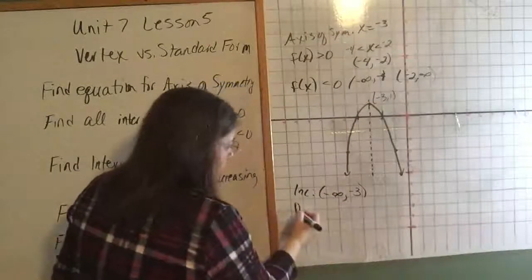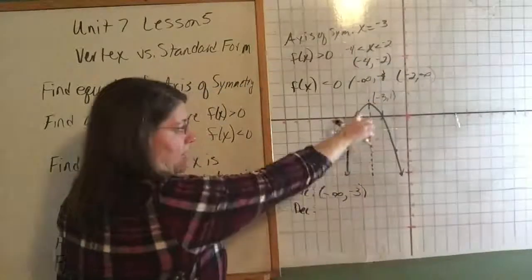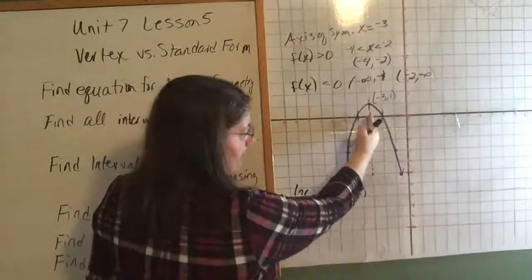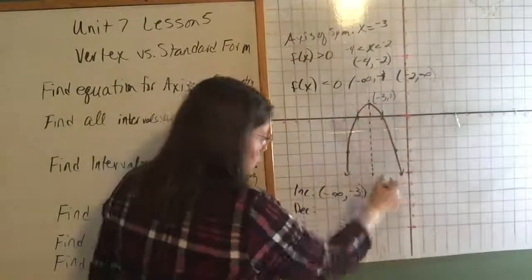And then it's decreasing on the other side of the vertex. It's decreasing from the x value of -3 until we get to infinity.